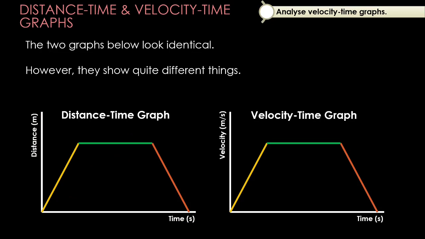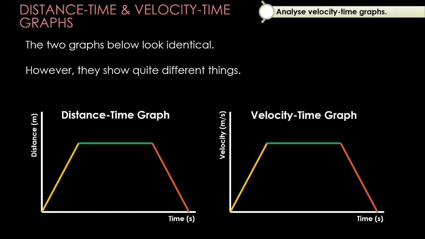Last thing then we need to look at is how to interpret velocity time graphs. These two graphs down here look on the face of it to be pretty much identical, but they are not. They actually show quite different things. Graph on the left is a distance time graph. Graph on the right is a velocity time graph. What do they show? Pause, have a bit of a think. Unpause when you think you've got the answers.